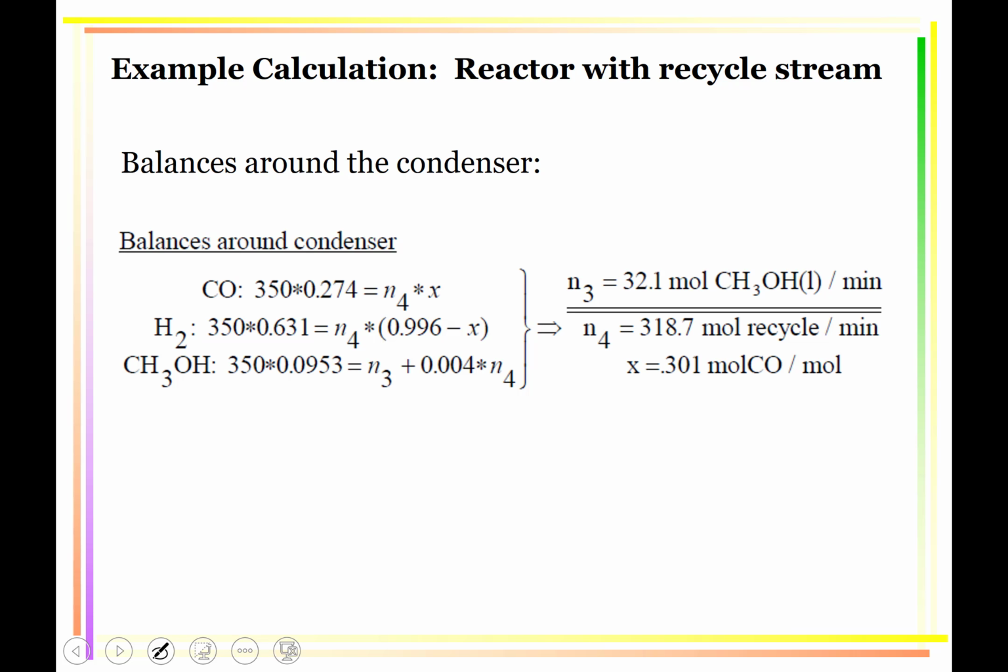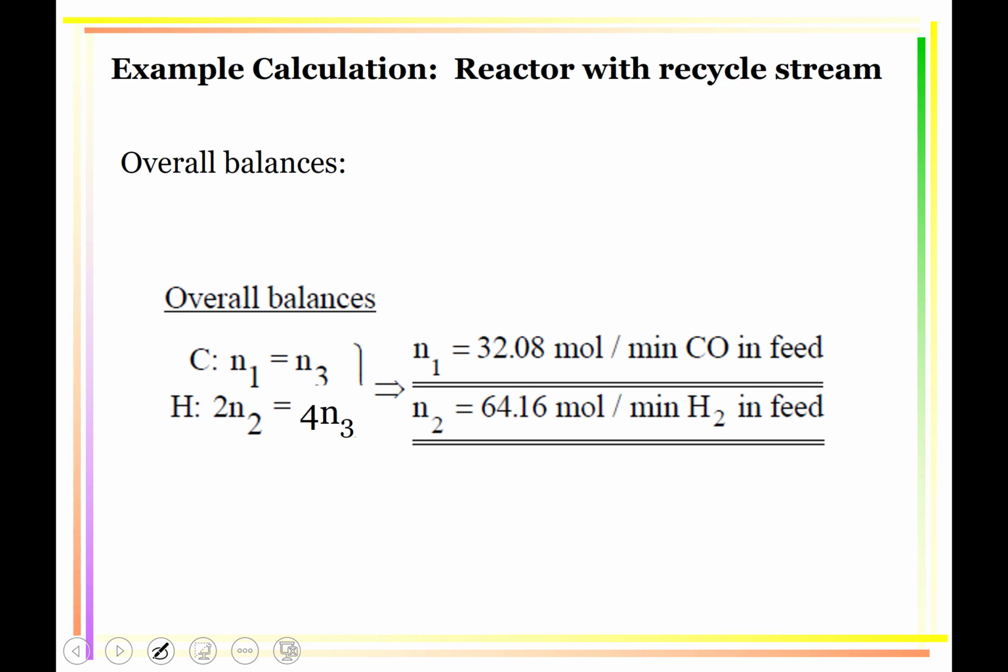Okay, so if we do the balances around the condenser, we're able to calculate N3, N4, and X. I would urge you, you've got this solution here, practice this. Write these balances on your own without looking at the solution, and then see if you can get these numbers. Okay, and then we can perform the overall balances and get the inlet fresh feed composition.